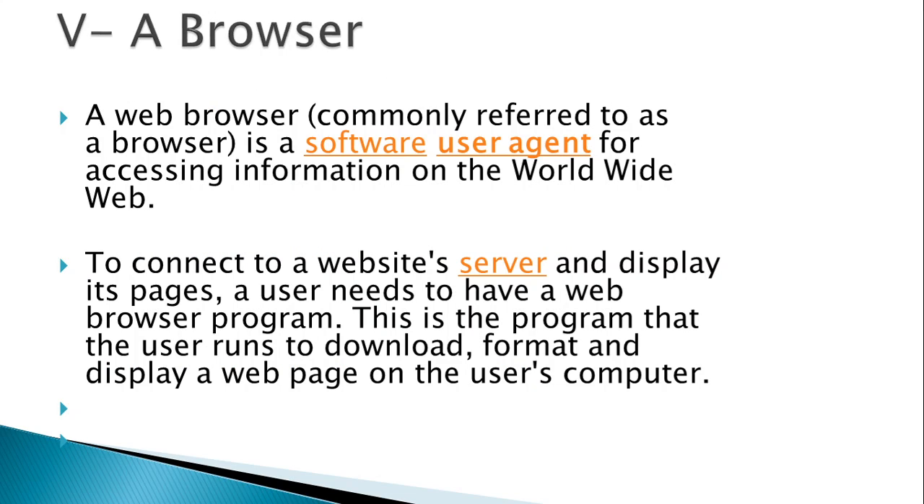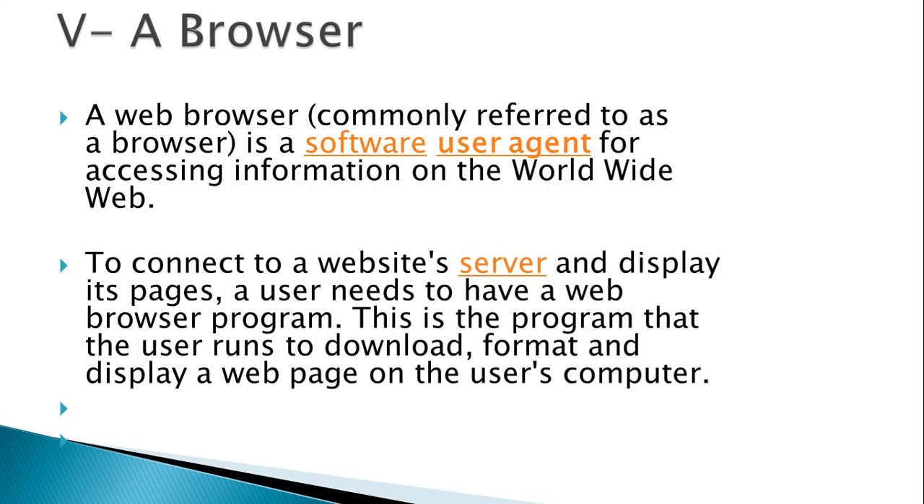The next one we are going to see is a browser. So what is a web browser? Commonly referred to as a browser, it's a software agent, a user's agent for accessing information on the World Wide Web. Without the browser, you can't access a website. That's it. A browser helps us to get information from the web.